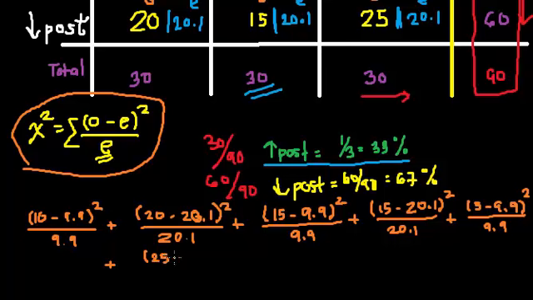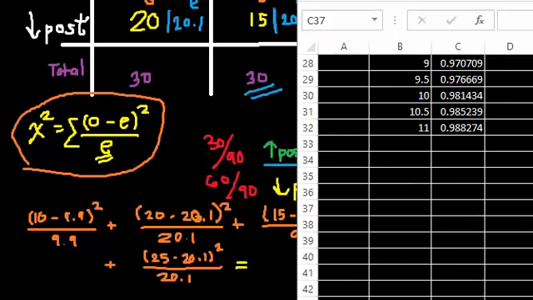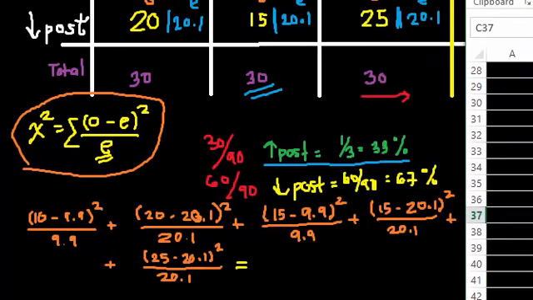25 minus 20.1 squared all over 20.1. See, we need to add this all up. Let's see what we get from it. You see that it's very hustling to compute for all of this.